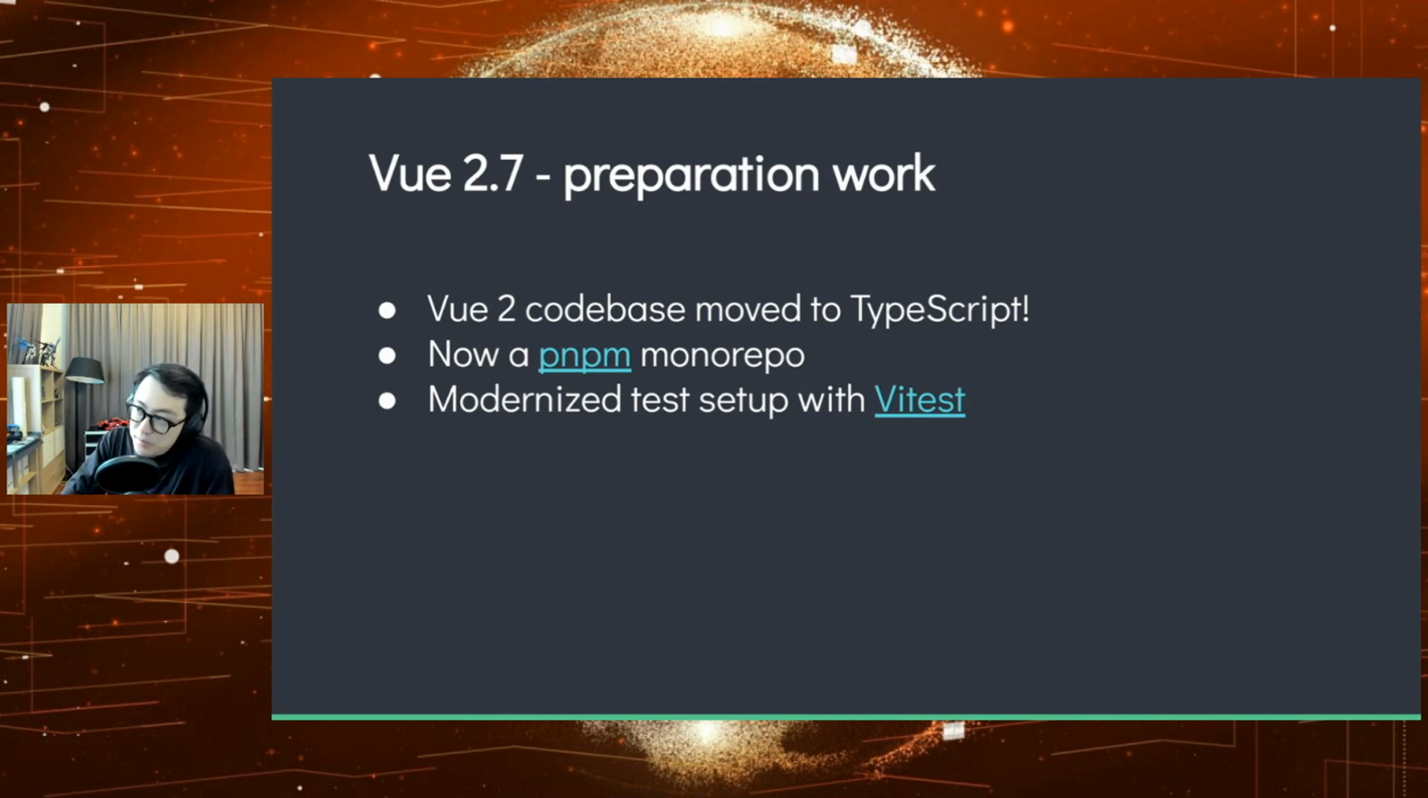The Vue 2 codebase is also now a pnpm monorepo with a modernized test setup with Vitest. Tests actually run much faster than in Vue 3 now, so I need to really port the Vue 3 tests to Vitest as well. For those of you who don't know, Vitest is a new unit test runner powered internally by Vite. It runs your unit tests extremely fast and has a fully Jest-compatible interface.